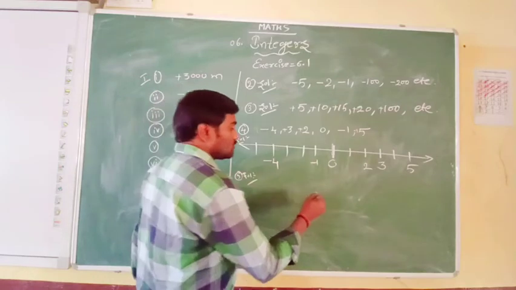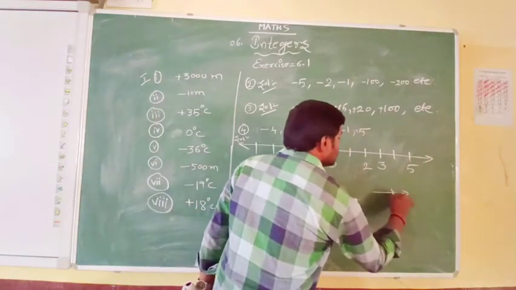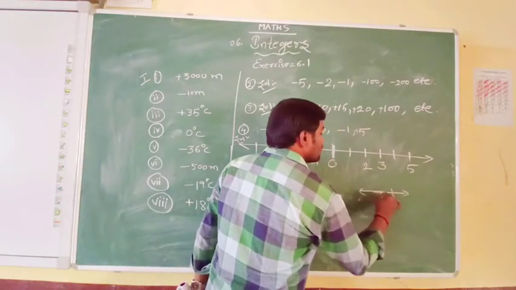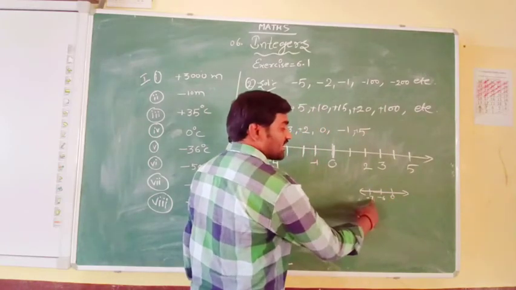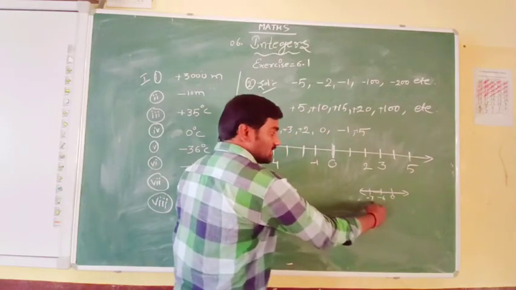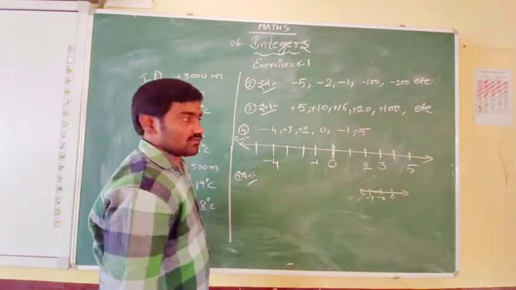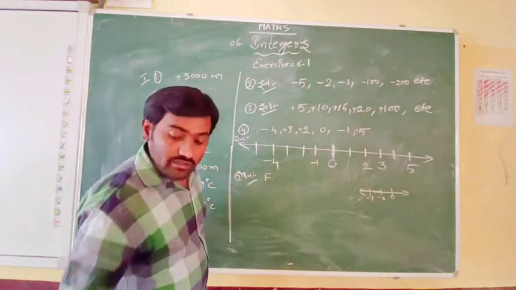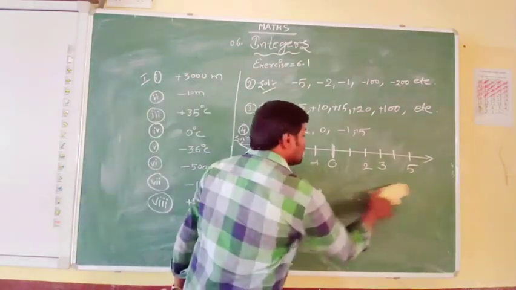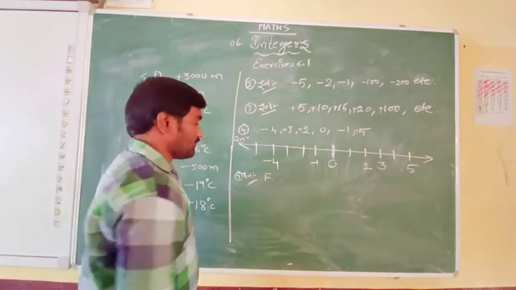Minus 7 is, minus 6. So let's see. Here it is 0, suppose. Here it is minus 6, suppose. Here it comes minus 7. Is minus 7 on the right side of minus 6? No, it is on the left side of minus 6. So the given statement is false. Then what is the correct statement?